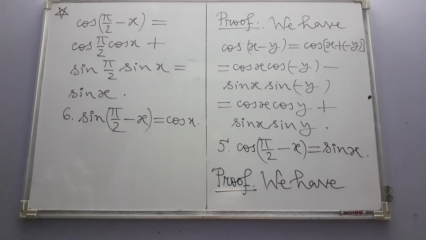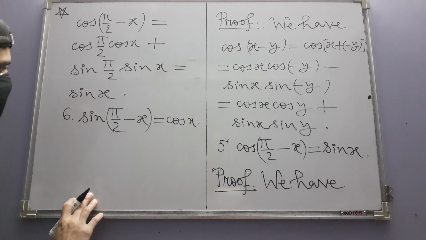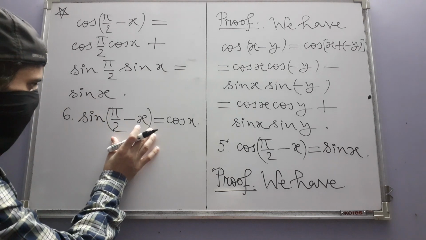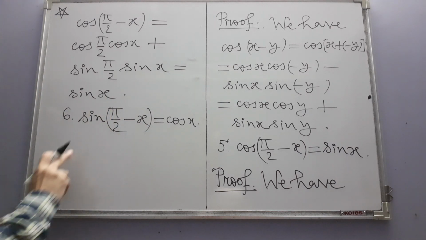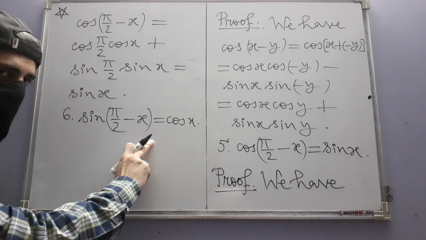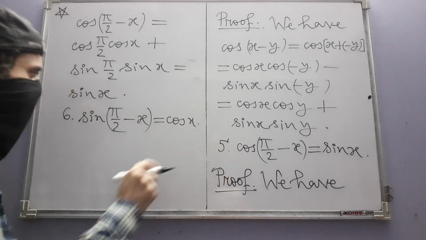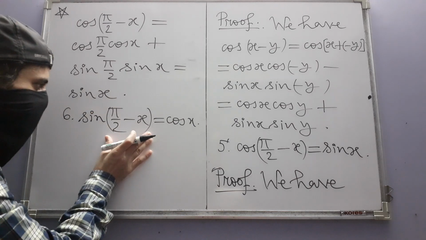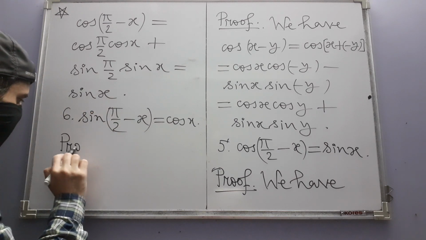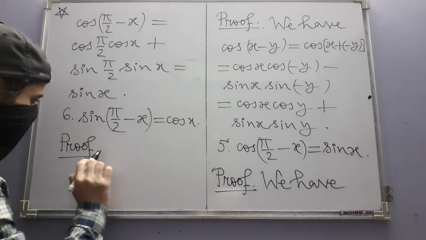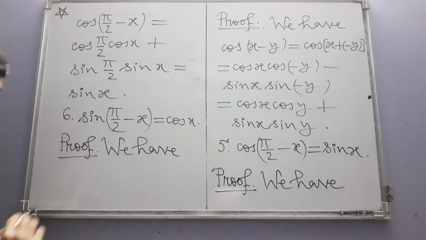Now we can do a trick here. We can use the fifth formula with pi over 2 minus x in place of x. So if you start with this left hand side, in a sense you are starting with the right hand side of that formula, but now in place of x you have this. So if you keep that in mind, then you can write like this.